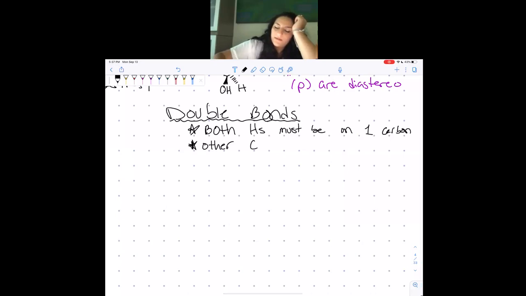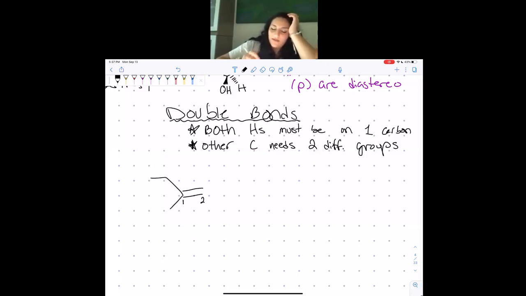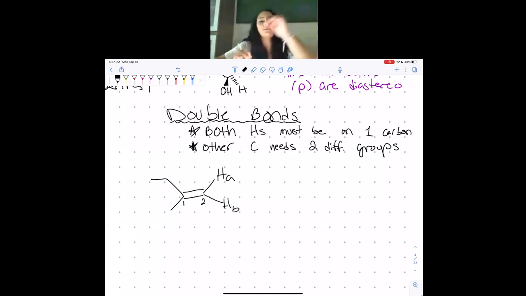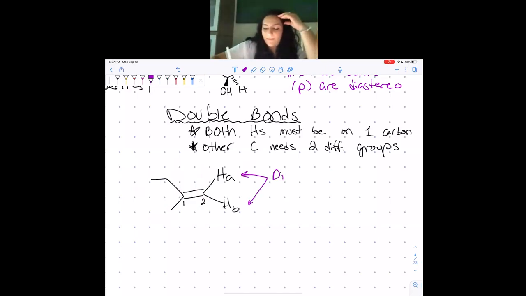The other carbon needs two different groups. What I mean by that is, with a double bond, we're going to call one of these carbons one and the other one two. Carbon number one has to have two different groups, and they only have to be different from one another. And we're going to have two hydrogens on carbon two. So two different groups, two hydrogens attached to the same carbon. That means that these guys are diastereotopic.